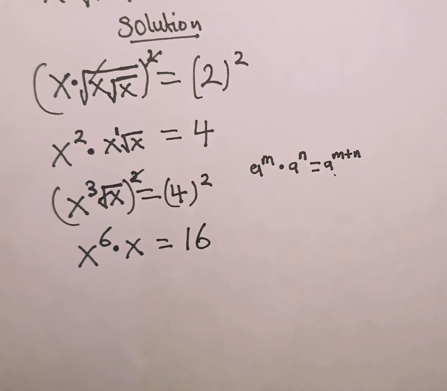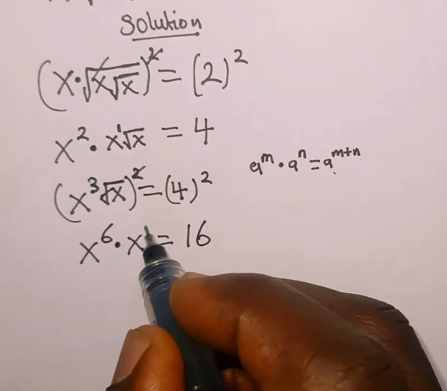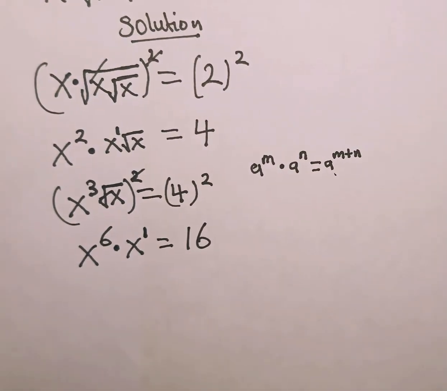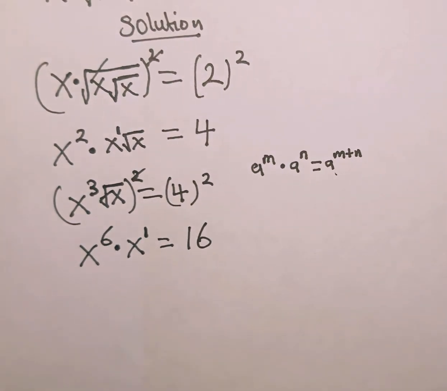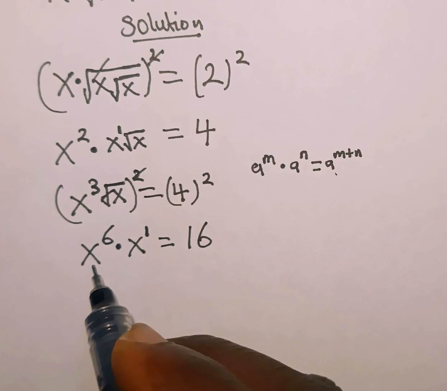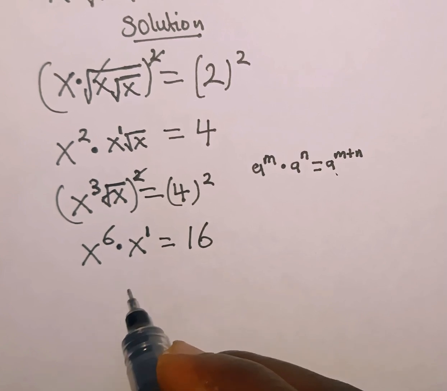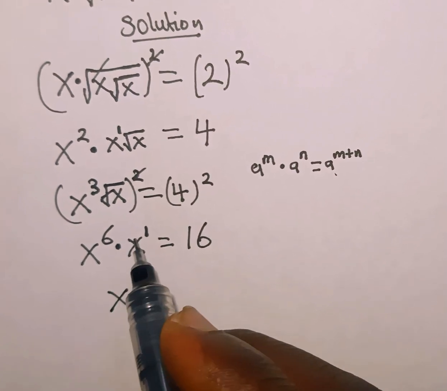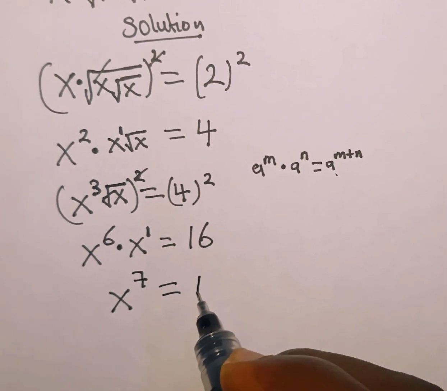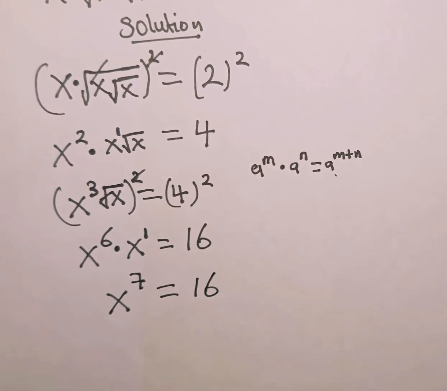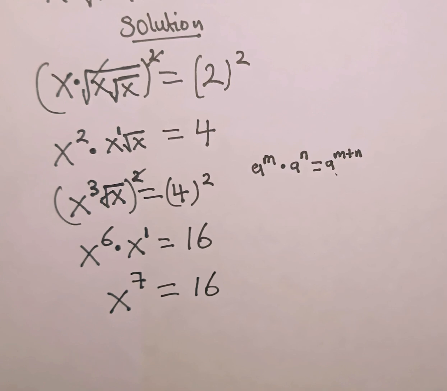So the next thing we're going to do, as you can see, this x here is raised to the power of 1. It's still the same. Then we apply this property again by adding the powers and writing one of the base. We have x and x, so therefore the base is x. We pick one of the base, then we add the powers. 6 plus 1 is 7, which is equal to 16. Now we have x to the power of 7 is equal to 16, and we are looking for the value of x.